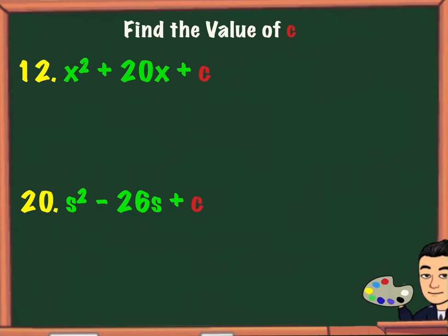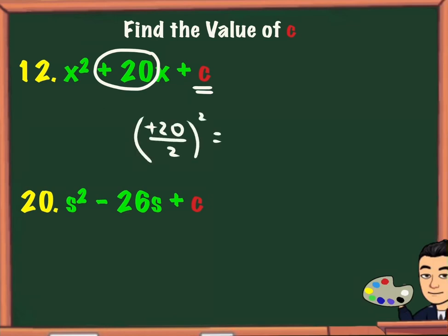In order to find the c value, you're going to have to use the b value, which is positive 20, divided by 2, and then you square it. So that's going to be positive 10 squared, and that's going to be positive 100. So the c value is 100.